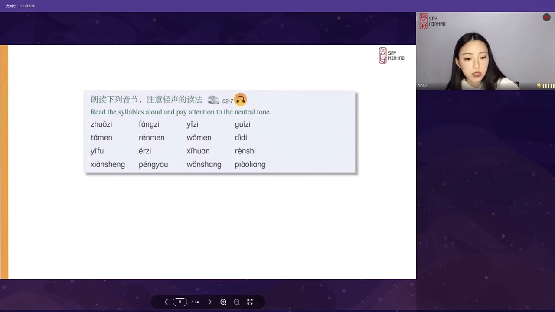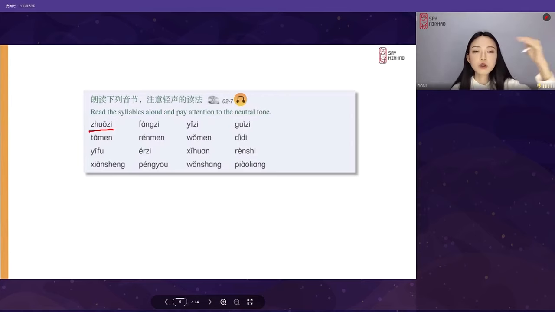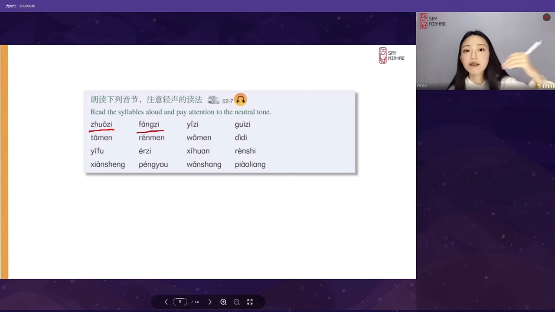So first one is 桌子, 桌子. Because this neutral tone is after our first tone, the pitch should be lower. 桌子. Okay, next one, after the second tone, so it should be lower too. So, 房子, 房子. Next one, the third tone, we should rise up, right? Rise up. So, 椅子, 椅子.